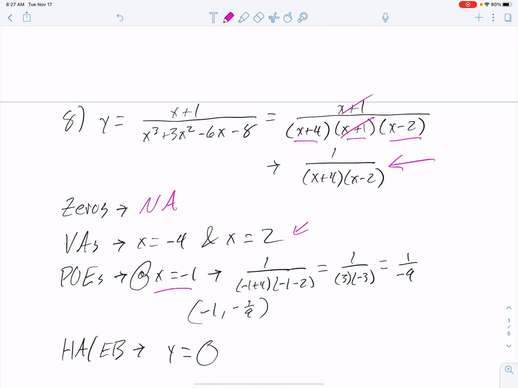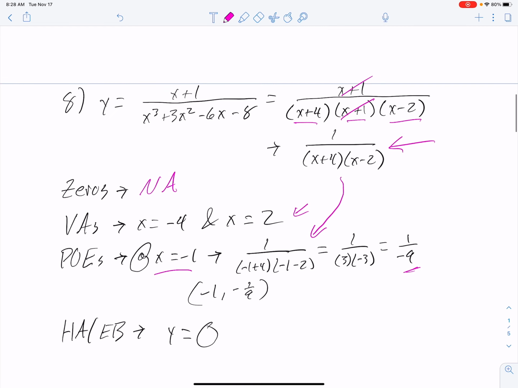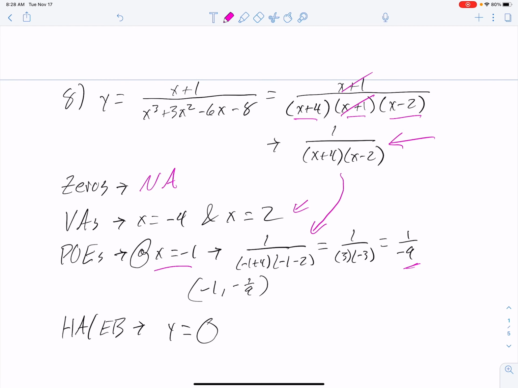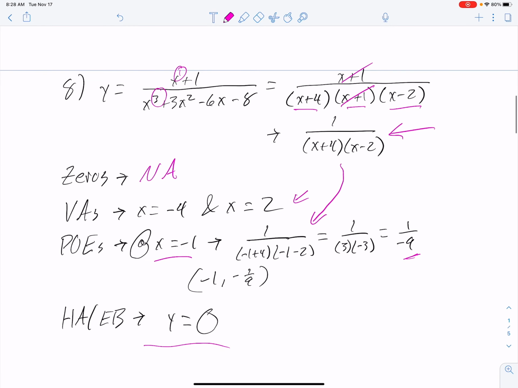And then where did we have values that overlapped in the numerator and denominator? At x equals negative 1. So I substitute into the remaining values, and I find my y-coordinate to be 1 over negative 9. And then finally, whether you look back at the original function, where the numerator's degree is 1 and the denominator's degree is 3, we would already be able to predict that we have a horizontal asymptote and our end behavior is at y equals 0.